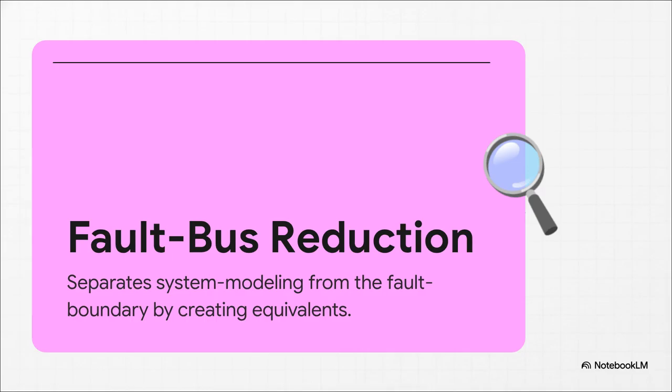Once those networks are built, we reduce each participating network down to the faulted bus. We call this fault bus reduction, and it gives us a compact set of driving point equivalents. Essentially, you get the positive sequence source alongside the positive, negative, and zero sequence impedances exactly as they are seen from the fault location. This reduction is a real game changer.